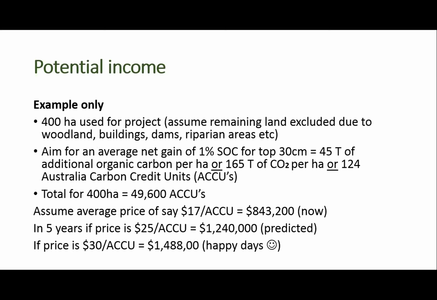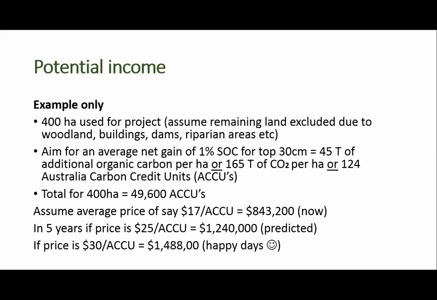I've just put up an example, as I understand it, of potential income from carbon farming. I won't go too into this. It's just there for you to have a look at. This is based on 400 hectares, understanding that in most cases you won't be able to do carbon farming on your entire farm because you will have buildings and houses, dams, riparian areas, and woodland areas that are covered in trees that you can't actually use. So I've just put in an example of what 400 hectares of carbon farming may deliver in the future.